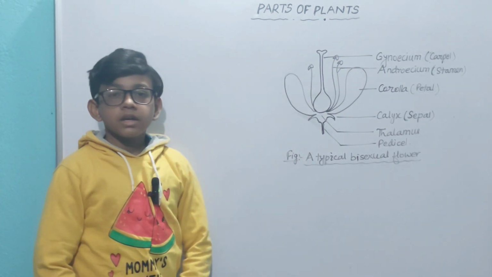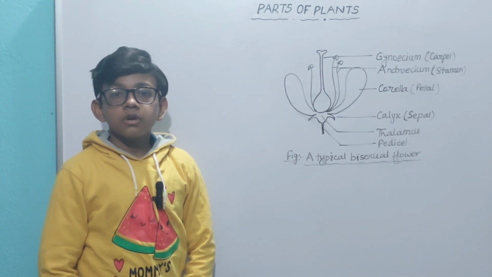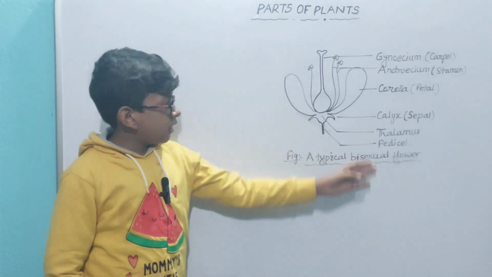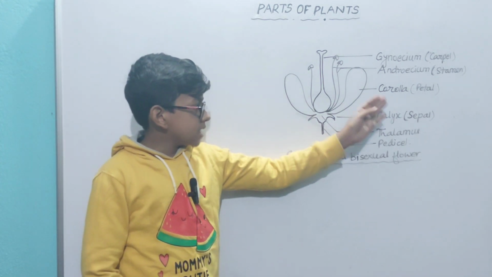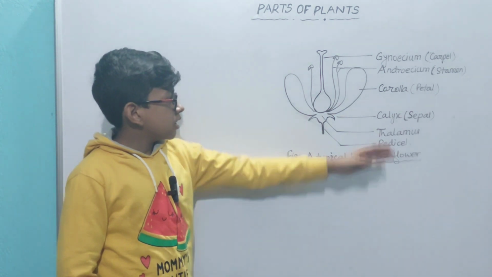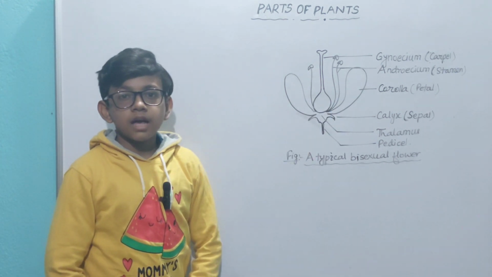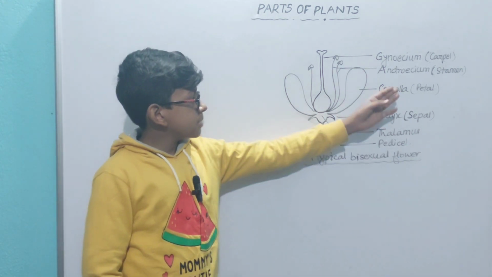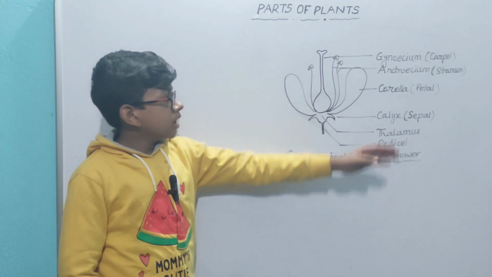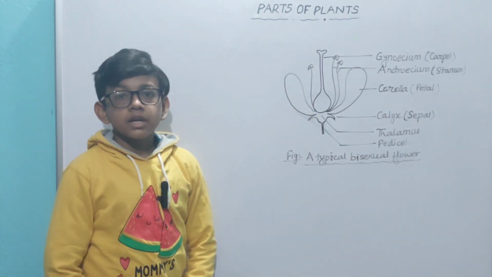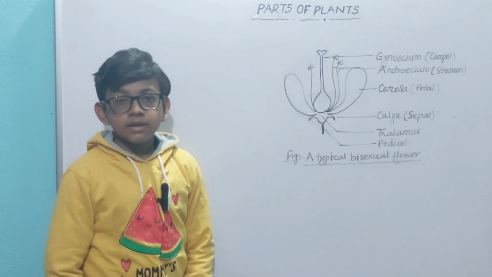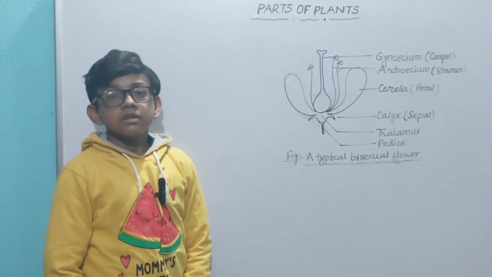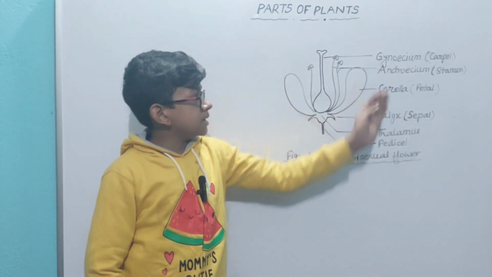Calyx. It is the outermost whorl of flower. Individuals of calyx are known as sepals. Corolla. It is the second whorl of flower. Individuals are known as petals. Androecium. It is the male part of the flower and third whorl of flower. Individuals are known as stamens.